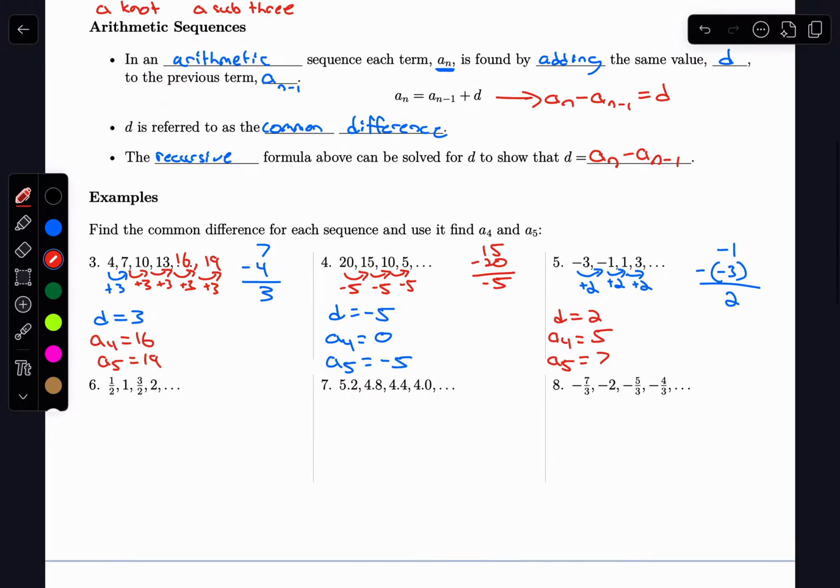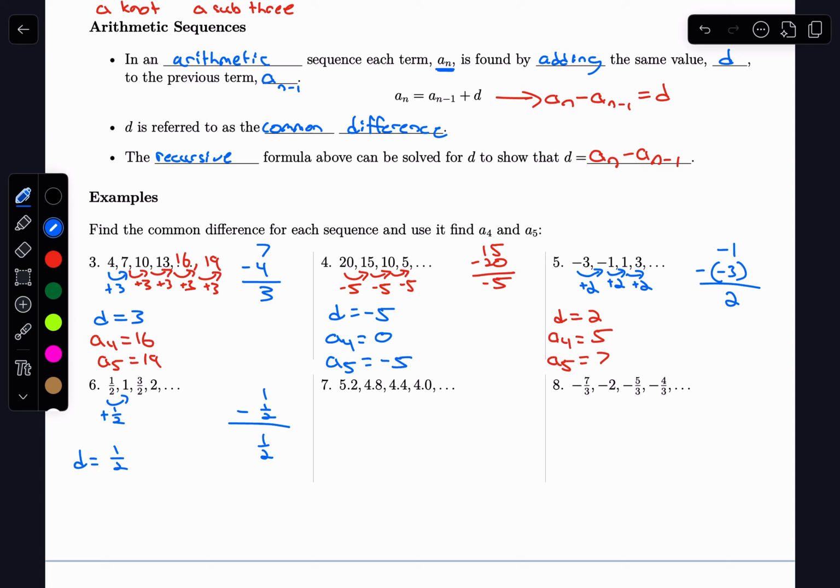All right, now we're going to make it a little bit harder just by making the numbers a little less convenient looking. So number 6, our terms are 1/2, 1, 3 over 2 and 2. So we just need to choose two terms and do the subtraction. So I'm going to take the second term, which is 1, and subtract the first term, which is 1/2. 1 minus 1/2, I need a common denominator in order to do that. So this is the same thing as 2 over 2 minus 1/2, which is just 1/2. Right, so my common difference here is positive 1/2, and you can double check that that works on the next couple, which it does. So d equals 1/2.